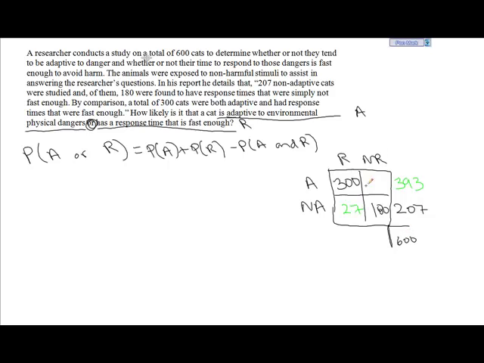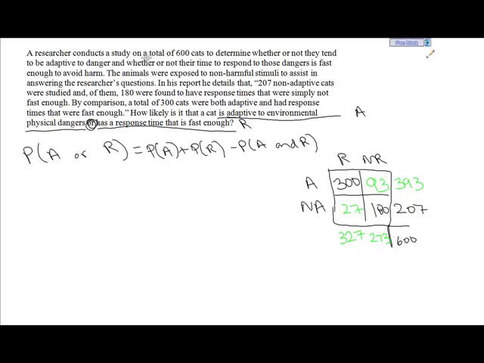Well, that allows us to fill in some more stuff here. We know that the number of adaptive with response time fast enough plus the number of adaptive with response time not fast enough has to add up to 393, so this must be the 93 that makes that happen. Now we can figure out our totals for the rows. We know that 300 plus 27 is 327. We know that 93 plus 180 is 273. And just as a quick double check, we should be able to add 327 plus 273 to give us 600, and that looks to be the case.